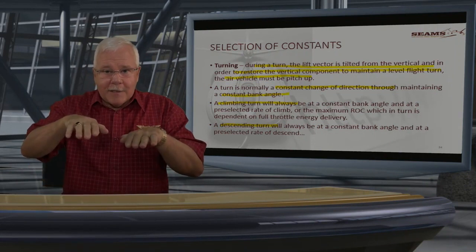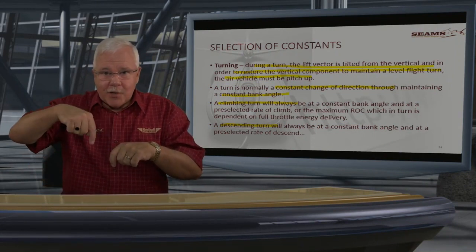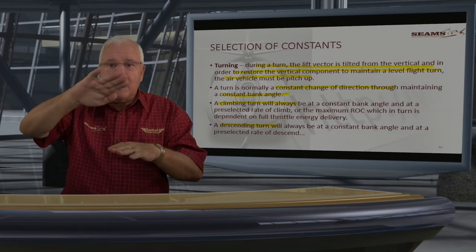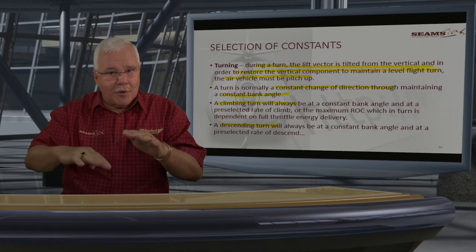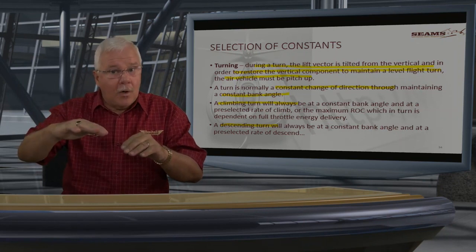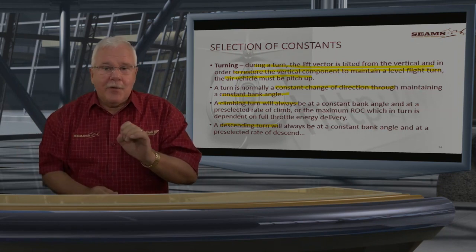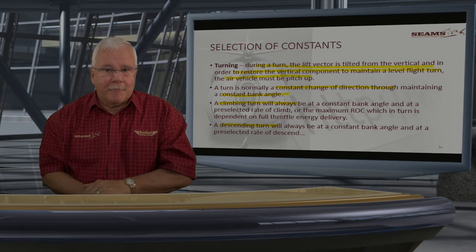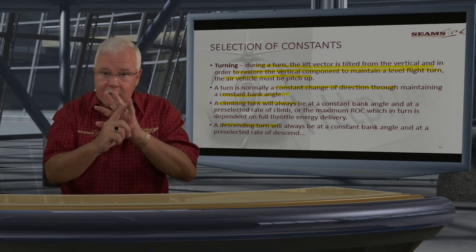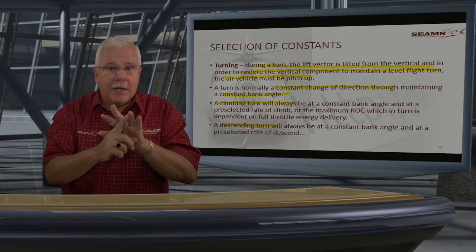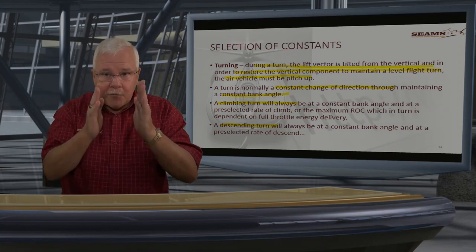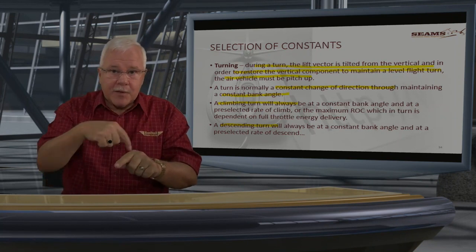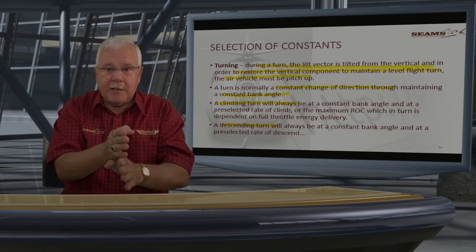The one thing is there's going to be a constant change of heading, whether we are climbing or descending. But it's a constant rate of climb or a constant rate of descent or a constant height. So those are the constants. So height will either be a constant or it will be a constant change. Heading will be a constant change. It'll go from a constant heading, constant change, unto a constant heading again.